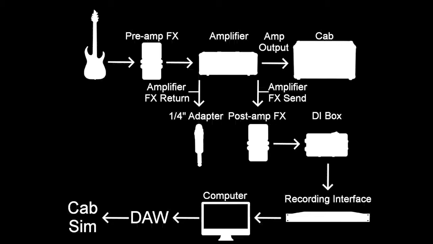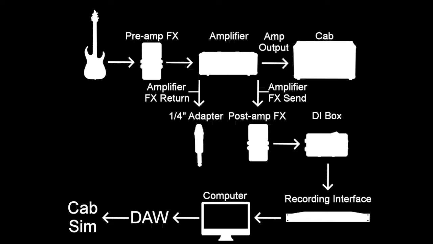First, we start with the guitar going into the preamp effects. These effects are the ones that you will want to be affected by the distortion or preamp stages of your amp, such as overdrive. Then from those pedals, we go into the input of your amplifier. We will have several signals coming out of the amplifier going to various places.